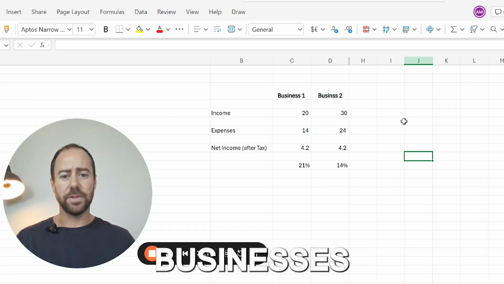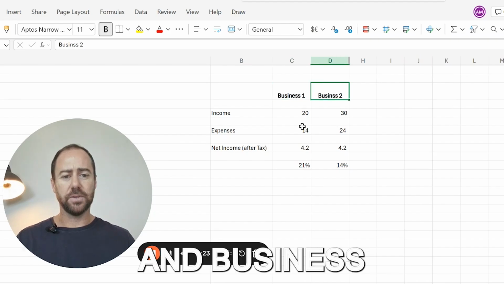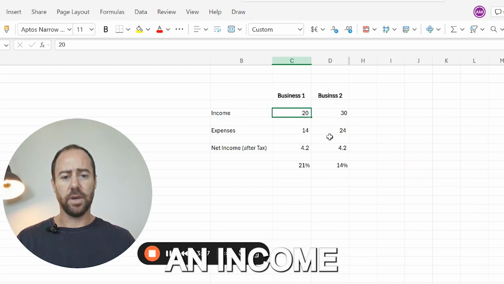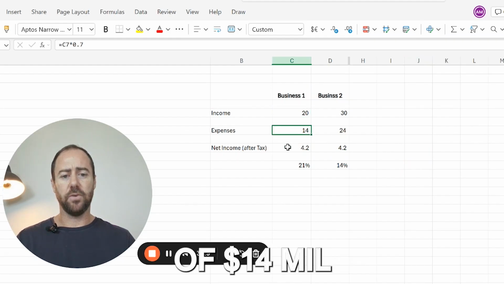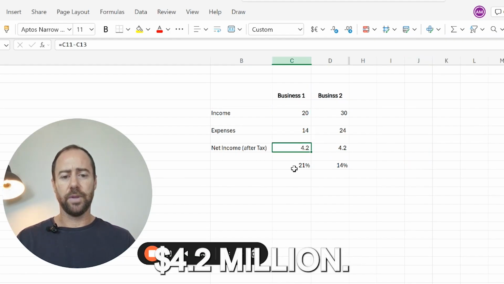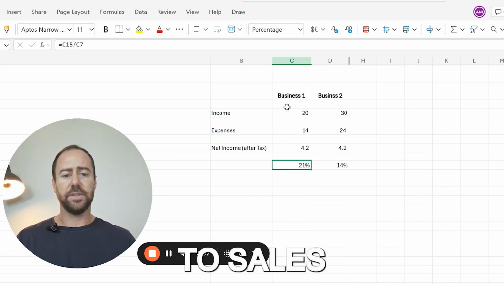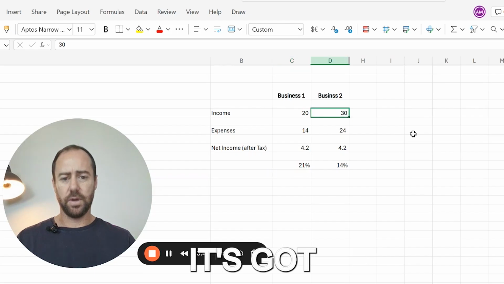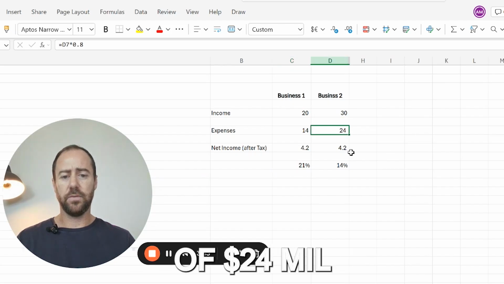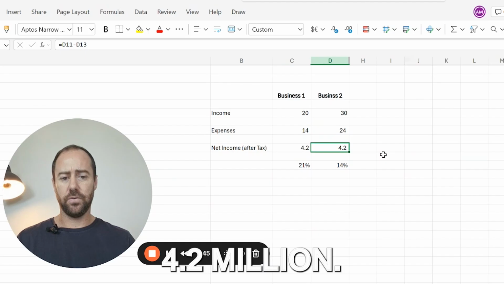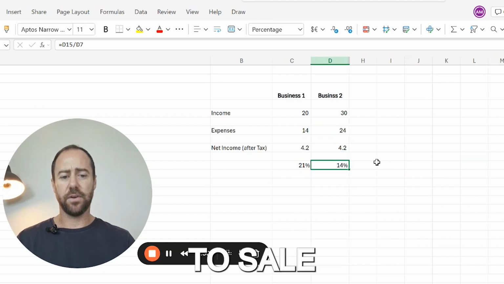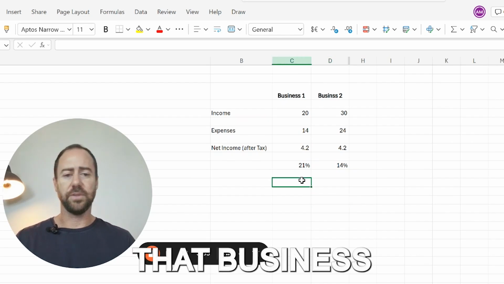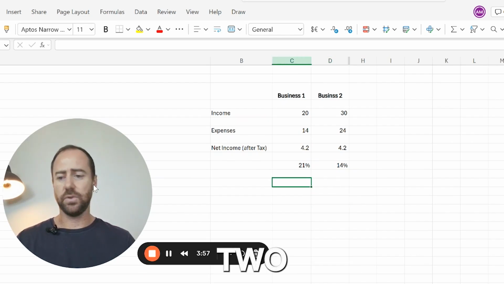Okay, here we have 2 businesses, business 1 and business 2. All of these numbers are in millions of dollars. Business 1 has got income of 20 million, expenses of 14, and it makes 4.2 million. It's got a net profit to sales ratio of 21%. Business 2 has got income of 30 million, expenses of 24, and makes the same profit, 4.2 million. But its net profit to sales ratio is only 14%. So instinctively, you say here that business 1 is a better business than business 2.